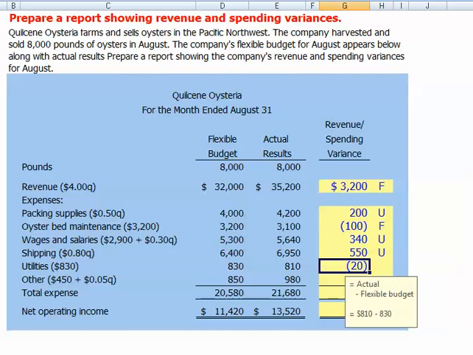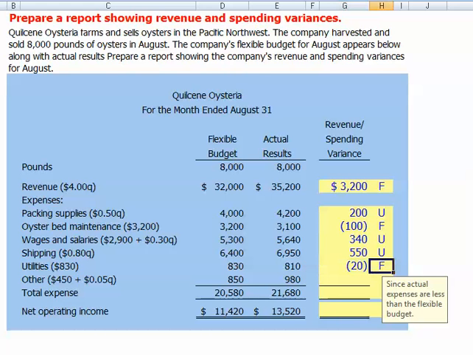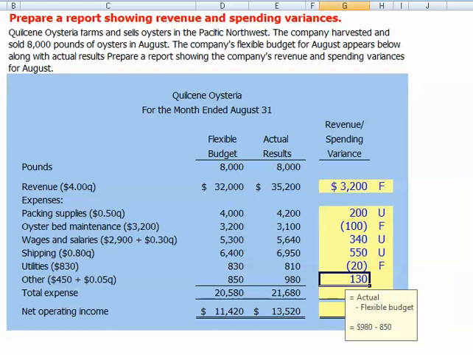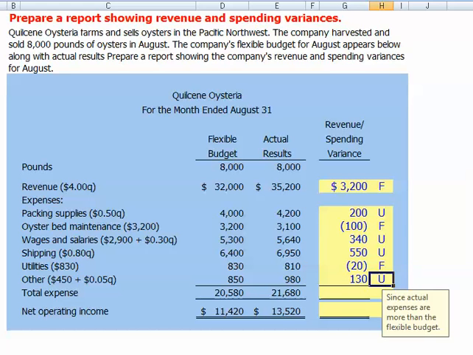For utilities, our actual expenses are $20 less than our flexible budget amount. So we have a favorable variance. For other expenses, our actual expenses are $130 higher than our flexible budget amount. So again, we have an unfavorable variance.